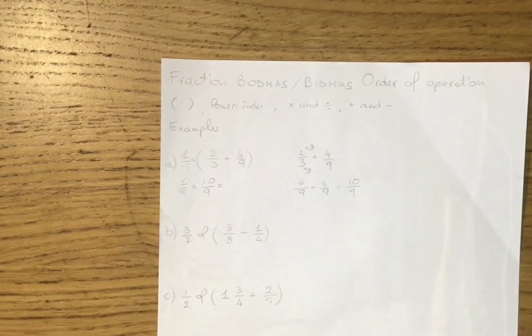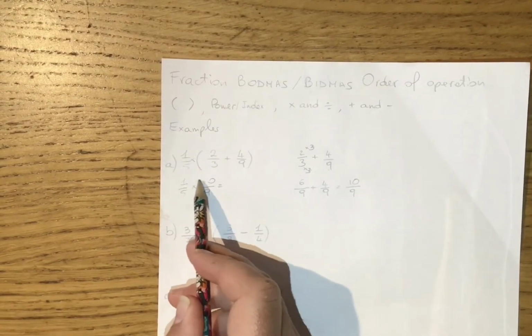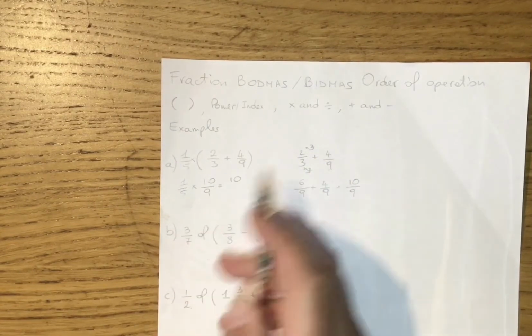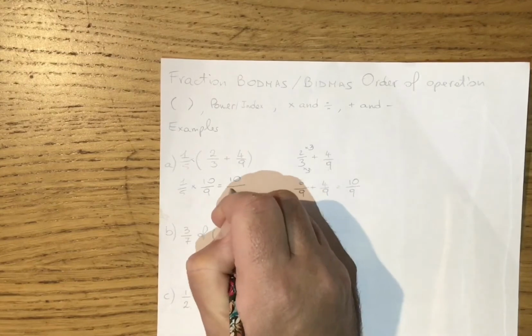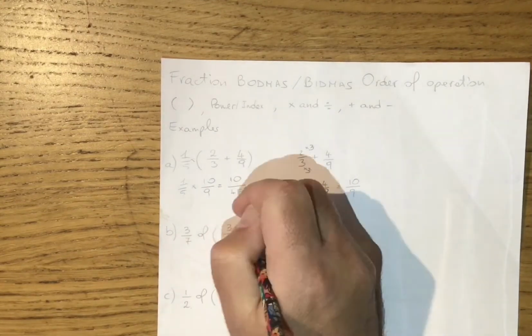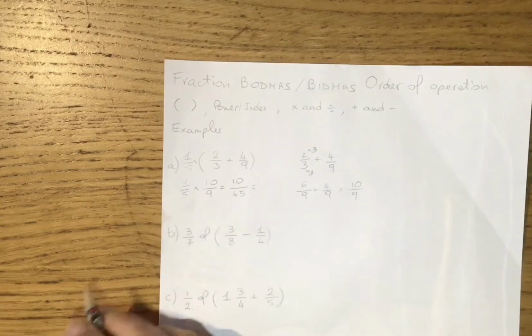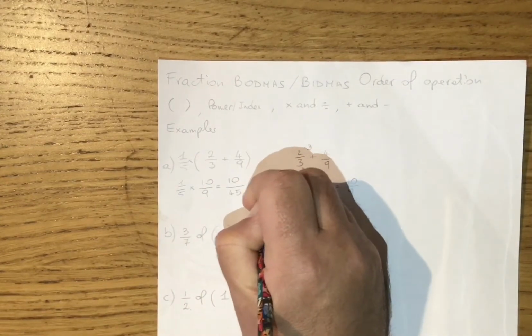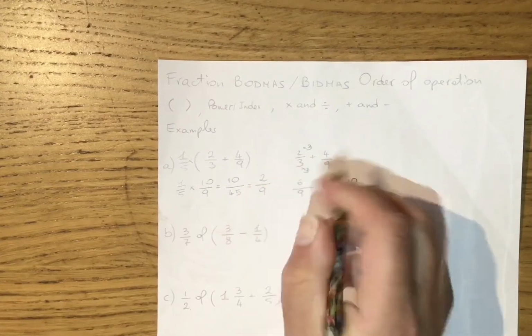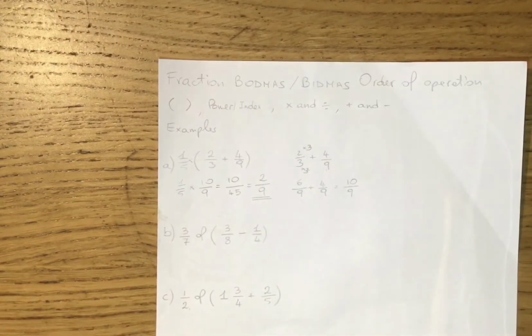Now when we times two fractions, we times the numerator with the numerator, 1 times 10 is 10, and the denominator with the denominator, 5 times 9 is 45. Now always simplify if you can. They are both in the 5 times table, so how many 5s go in 10? 2. How many 5s go in 45? 9, and this is the final answer.